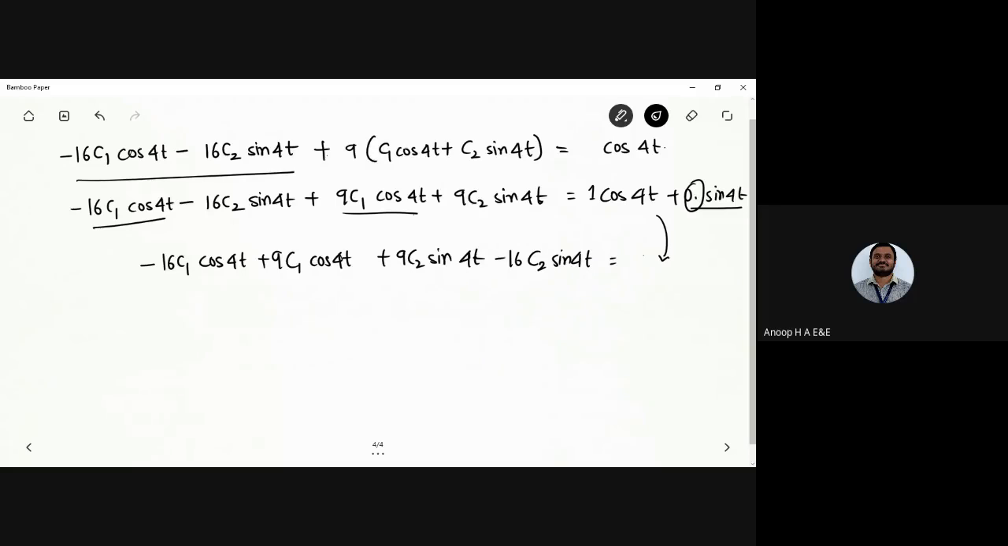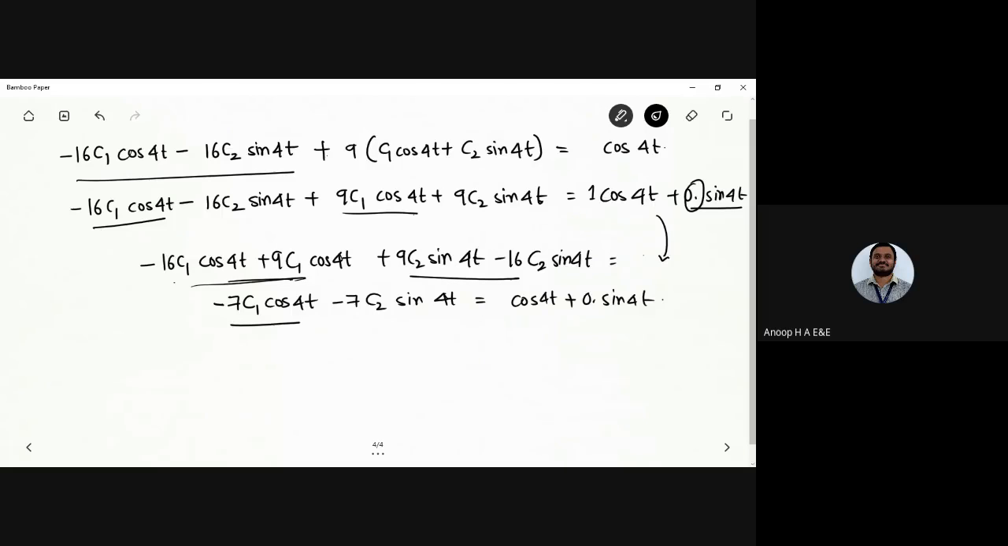So I have minus 16c1 and 9c1. What is the end result? Yes, minus 7, exactly. Don't miss the sign here. That is minus 7c1 cos 4t. This here would again be minus 7c2 sin 4t. That needs to be equated to cos 4t plus 0 into sin 4t.